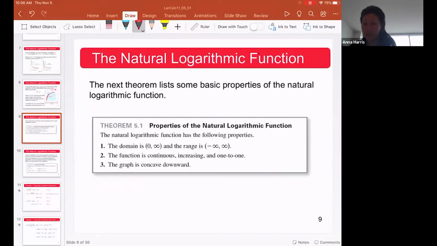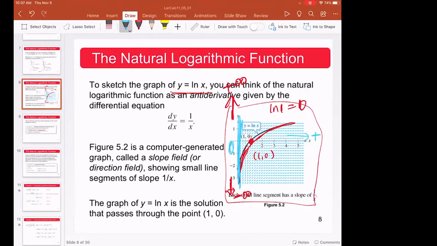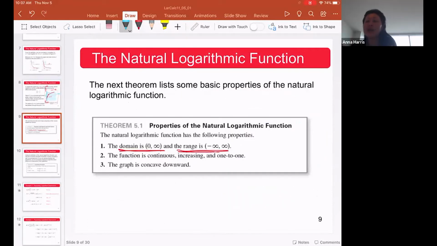I want you to listen carefully about the properties. The properties of natural log: the domain is 0 to infinity. The range is negative infinity to positive infinity. You see it? The range is negative infinity to positive infinity. But the domain starts where? The domain starts right here, 0, and then goes to where? Positive infinity. So that's why you say the domain is 0 to positive infinity, but the range is every real number, negative infinity to positive infinity.